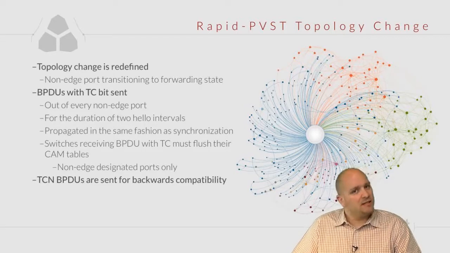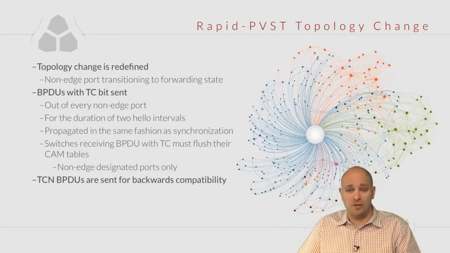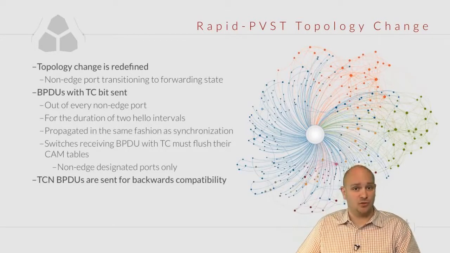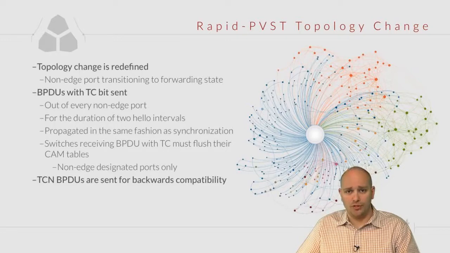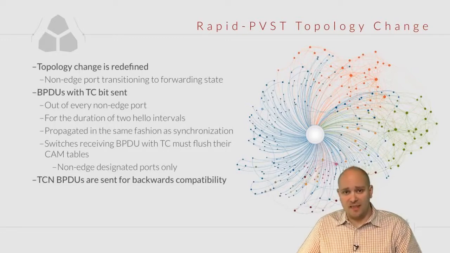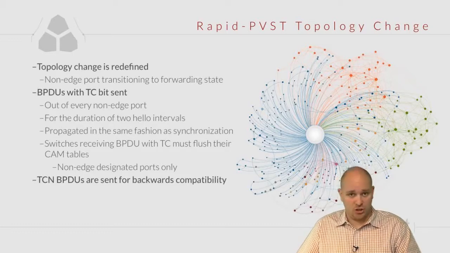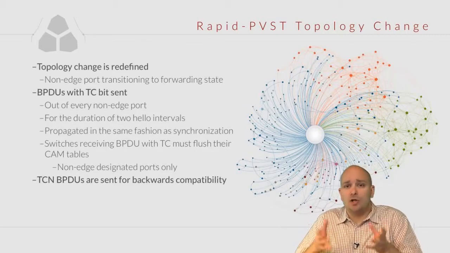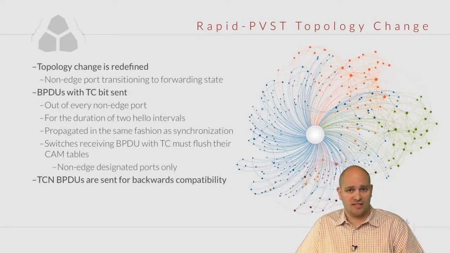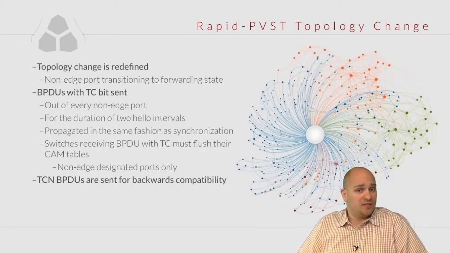The other thing that happens is much more interesting. The BPDUs, just like the ordinary configuration BPDUs, are sent with the TC flag set to 1. This is sent out of every non-edge port. When a switch receives this BPDU, it's going to flush its CAM address table on all non-edge designated ports, and it's going to forward this BPDU on, similarly to the way the synchronization process happens. So we can think of an ever-expanding wave of these BPDUs with the TC bit set to 1.